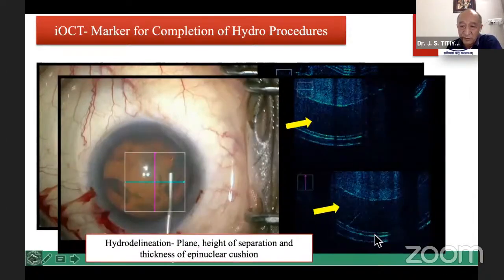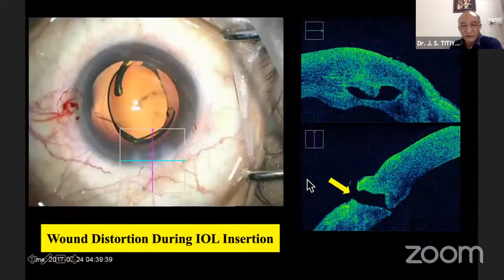This is the epicortical cushion. This is a space which we have created, and this will be decompressed as soon as you make a compression through your needle in these cases. So this is what I am talking about: the incision, and the distortion which can happen after completion of phaco or after insertion of the IOL, can be seen three-dimensionally.